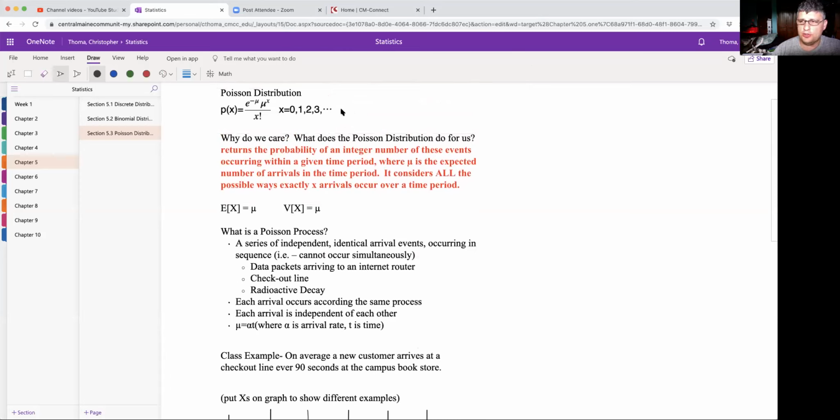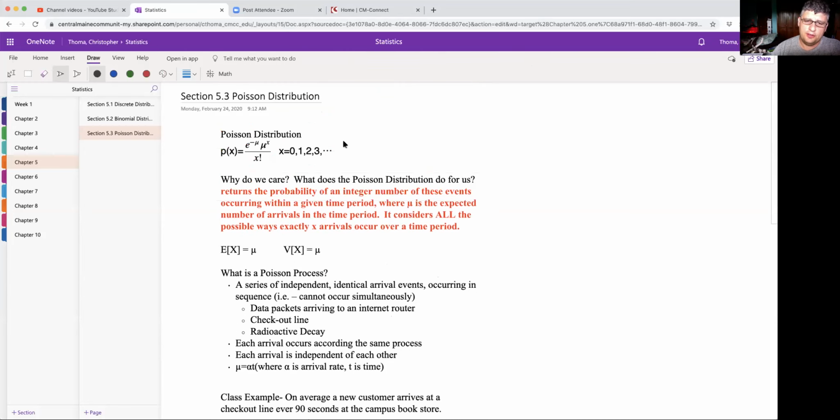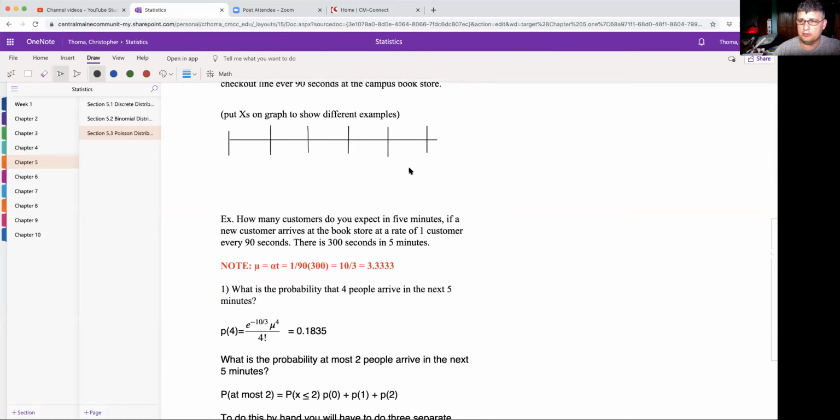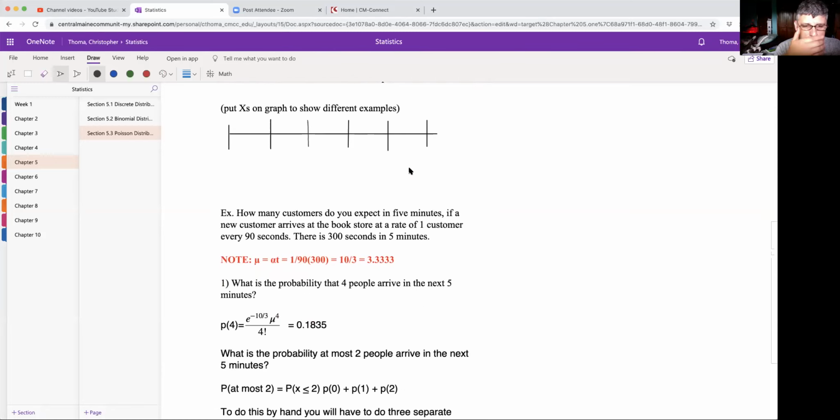Now, as my x increases, the probability gets really, really small, so it's almost nothing. The probability that I get 10 million customers in 5 minutes is pretty much 0. So even though it does go on forever, it will go to a point where the probability of those events happening is basically 0.